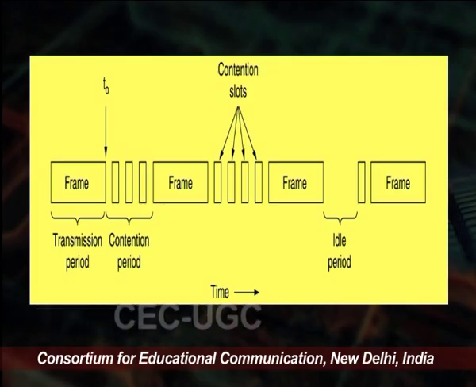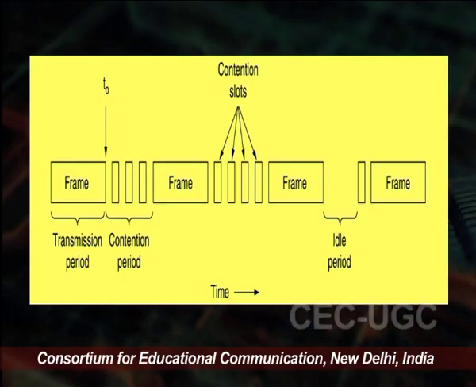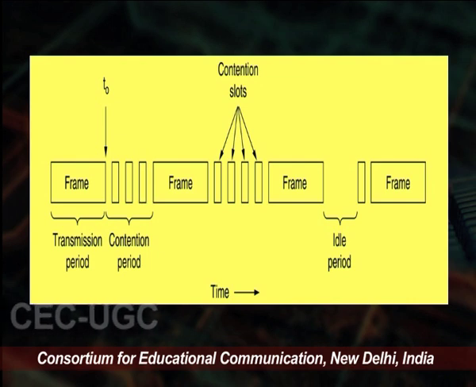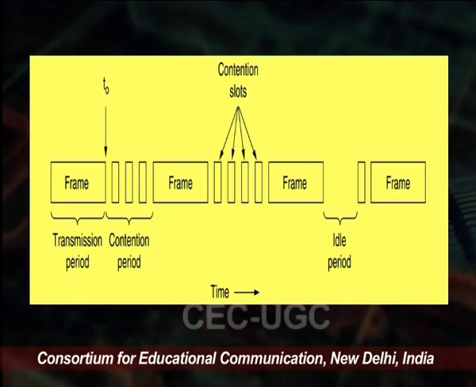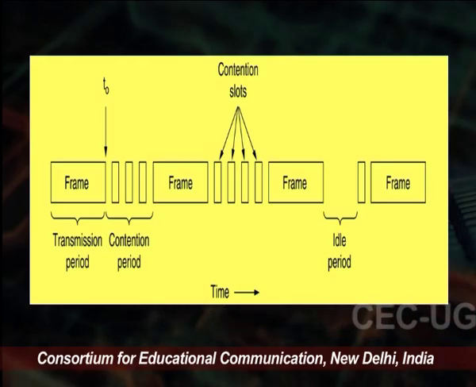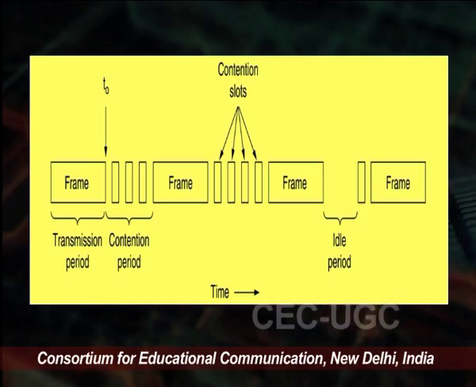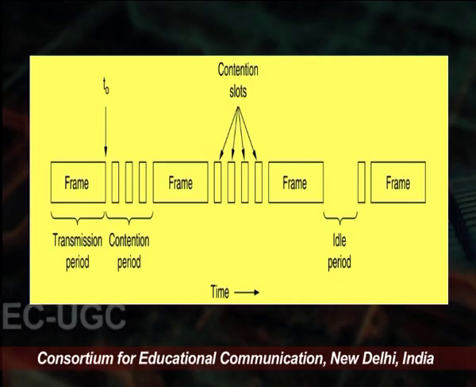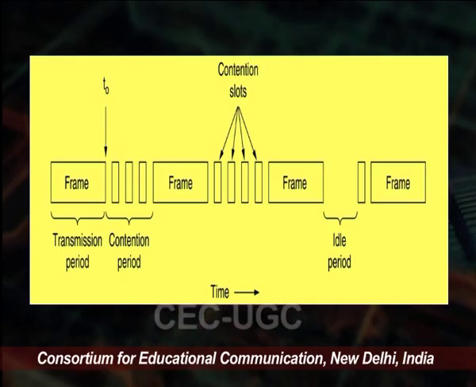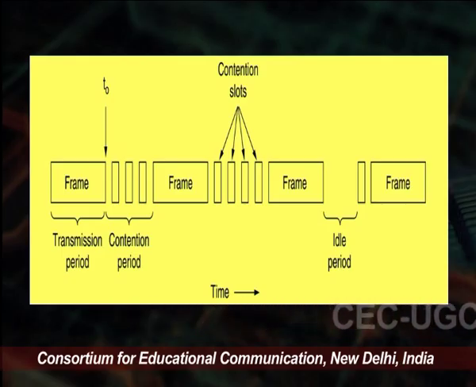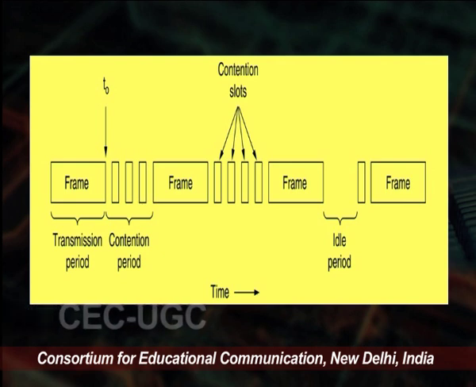Now, let us see this frame, which is completing its transmission at a particular time T0. Then there are some idle periods, if you can notice this on the right hand side of the transmission line. This idle period is the period when there is a lack of work on the channel, that means no particular station is going to transmit. Then there are some contention slots or contention periods.